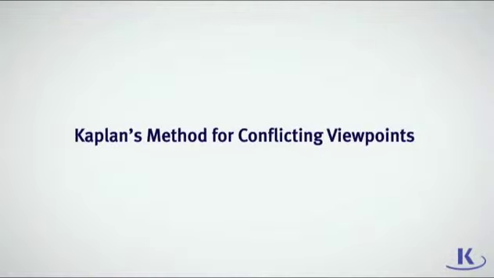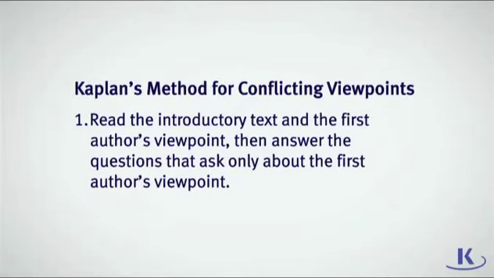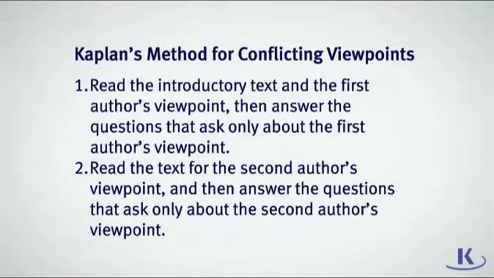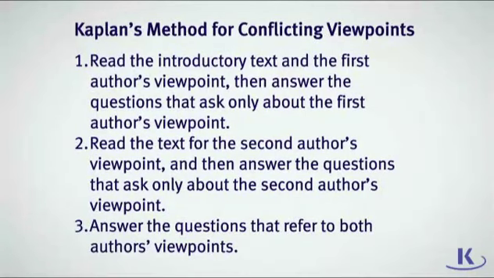Let's look at the method for conflicting viewpoints passages. First, read the introductory text and the first author's viewpoint. Then answer the corresponding questions when it's still fresh in your mind. Once you've answered all the questions for the first scientist, go back and read the second scientist's opinion and answer the questions relating to it. Finally, answer questions that refer to both. This divide and conquer approach decreases the chances of confusing who said what.